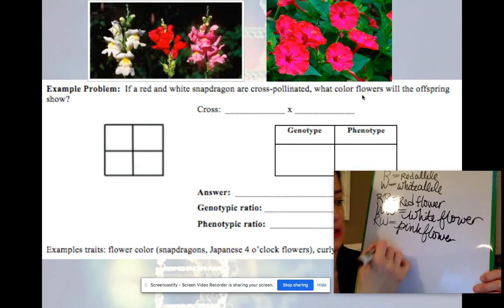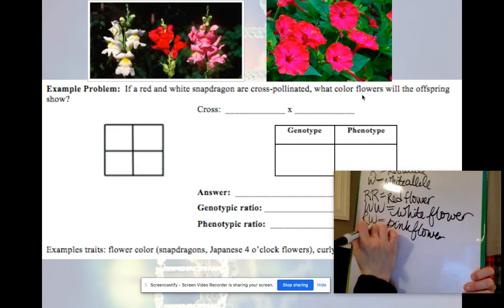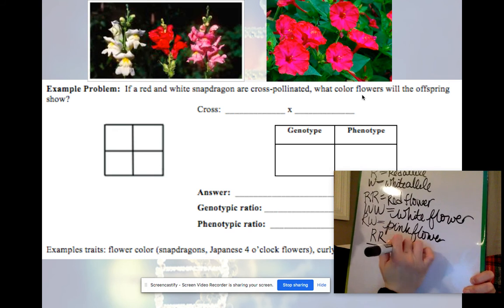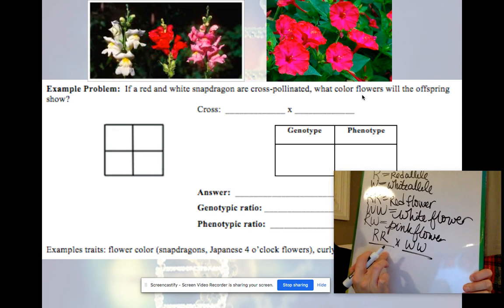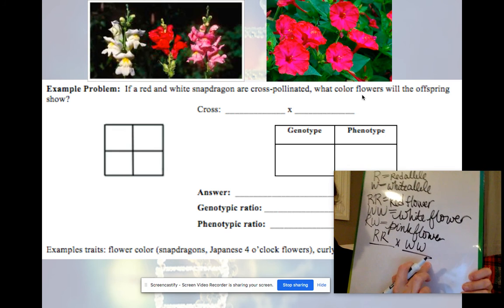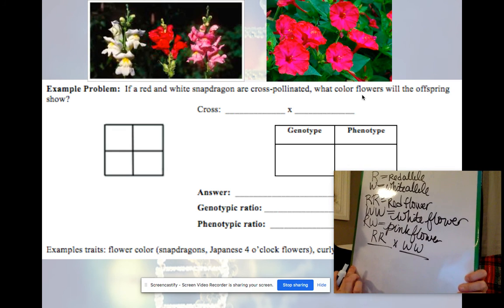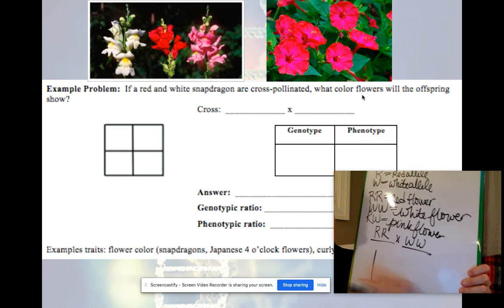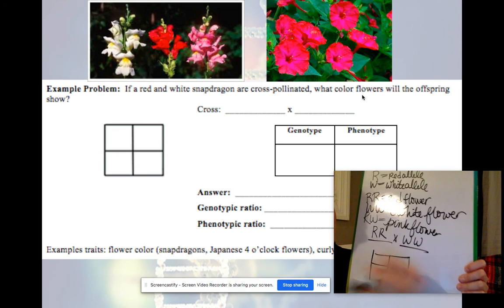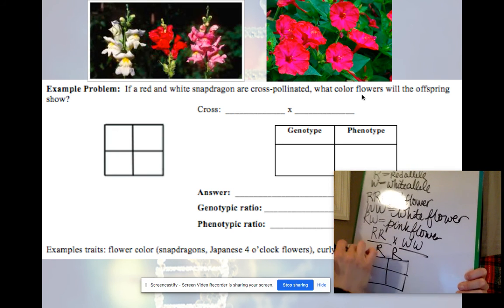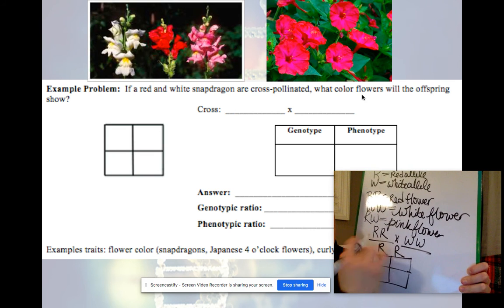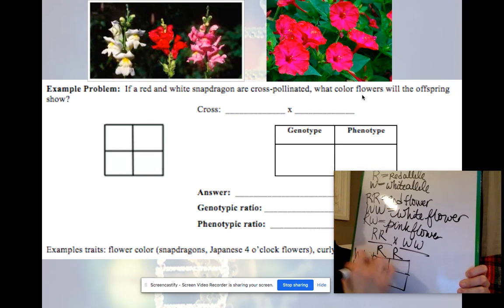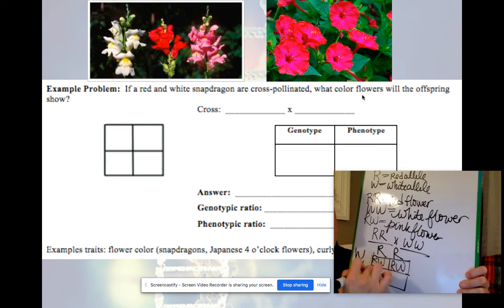First of all, here's the cross. We're crossing a red snapdragon with a white snapdragon. The genotype for red is RR, the genotype for white is WW. That's the cross. Now here's the Punnett square, where we have two R's, we have two W's. Now we fill out the Punnett square, and everything happens to be RW.